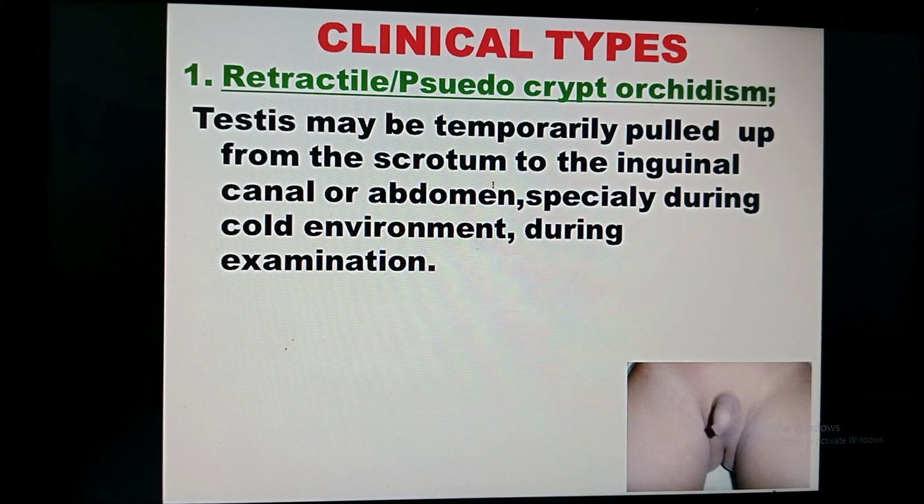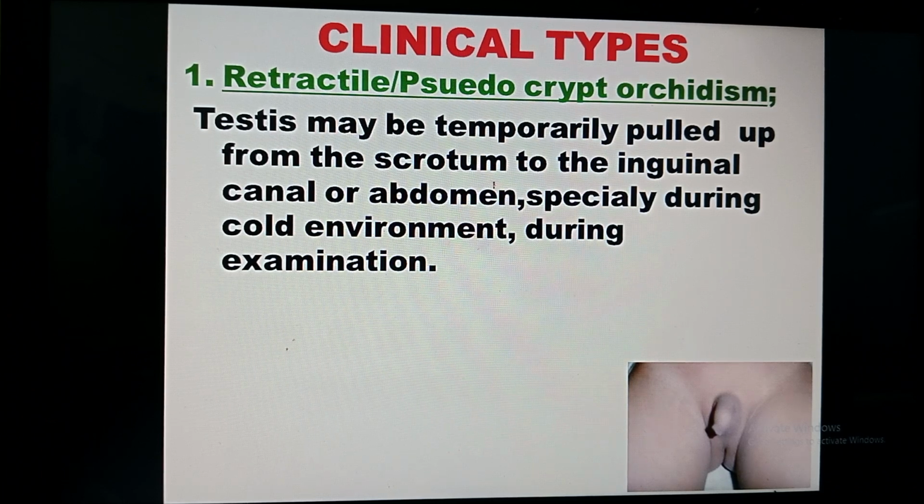So when somebody sees during a physical examination, or the client or parents feel the child's scrotum, they feel the testis is not there in the scrotum, but actually the testis has descended. The testis may be temporarily pulled from the scrotum to the inguinal canal or abdomen, especially in a cold environment, and during the examination when a proper supine position is put.